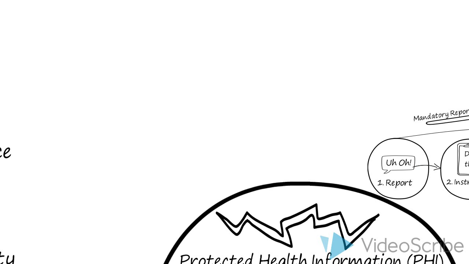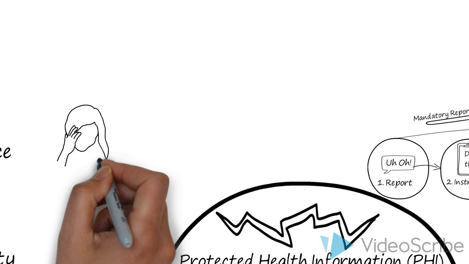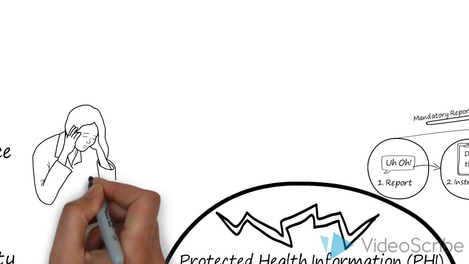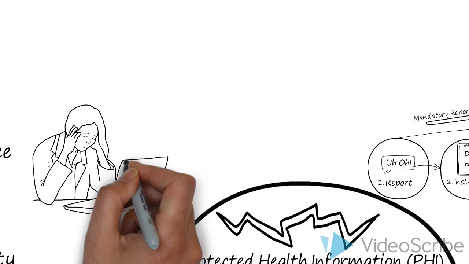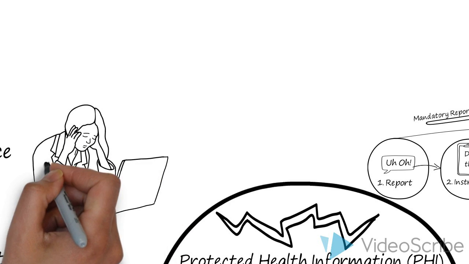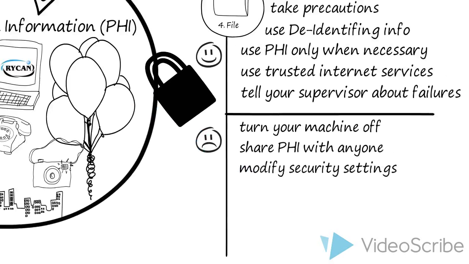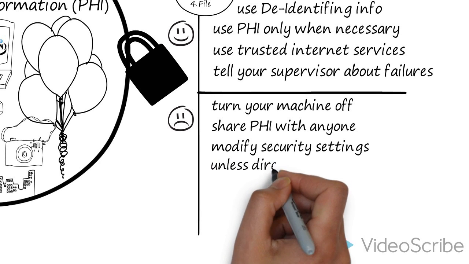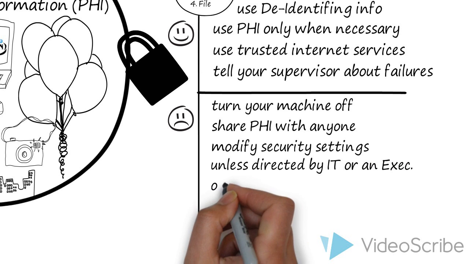Network administrators handle virus detection, updates, and administer firewall settings for you. RICAN uses several systems to prevent malware from invading the network. The network administrators manage updates from within the network. If you get pop-ups telling you to update your machine, ask your supervisor if you need to take any action. Don't adjust any security settings unless someone from IT or an executive directs you to do so.